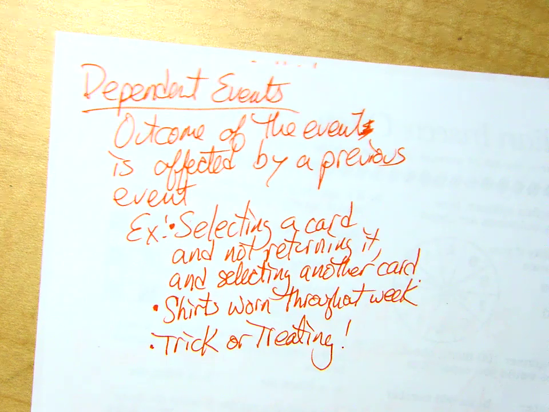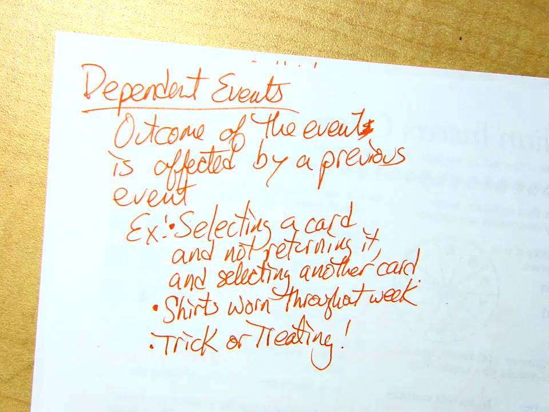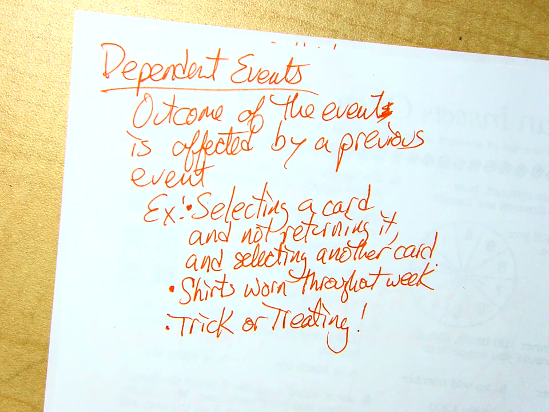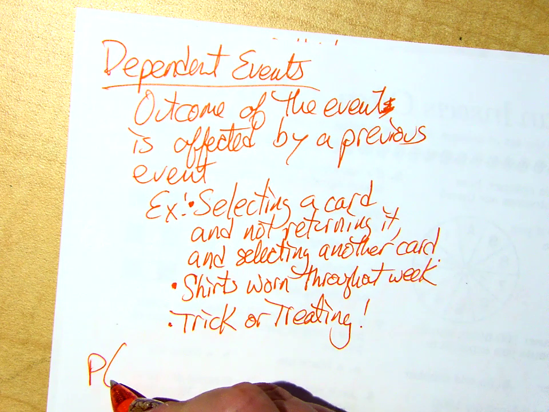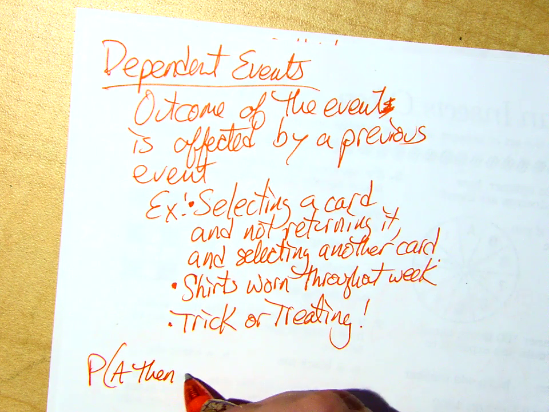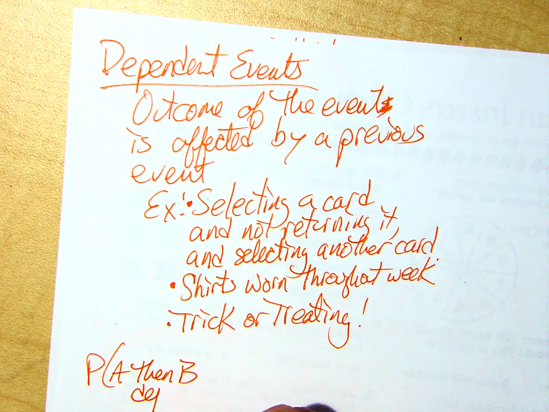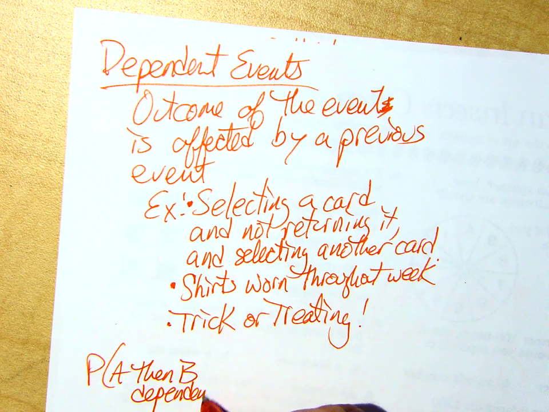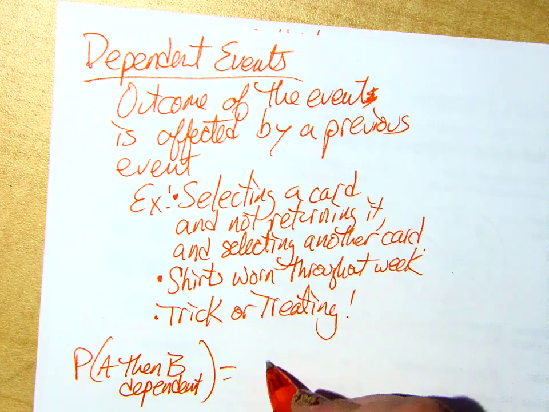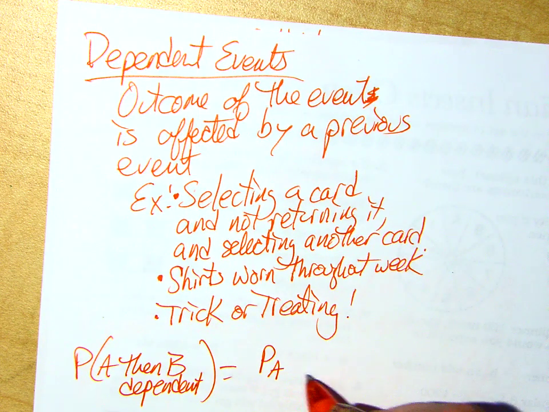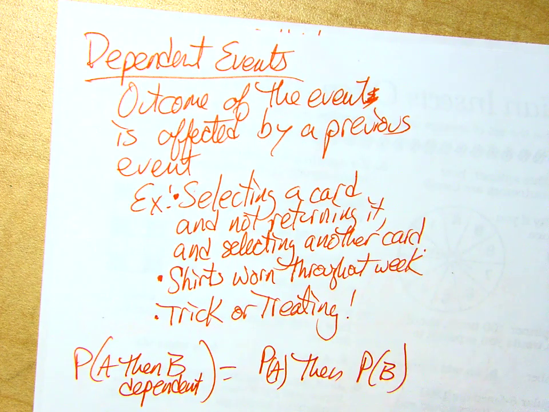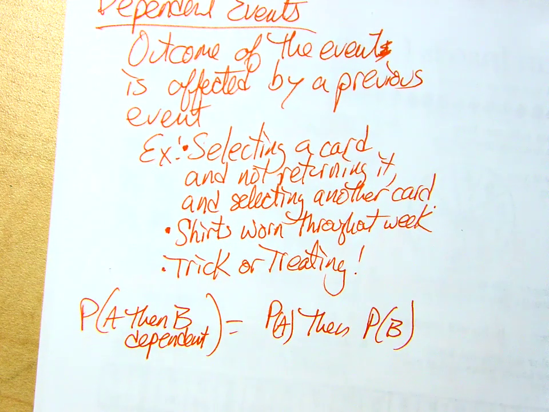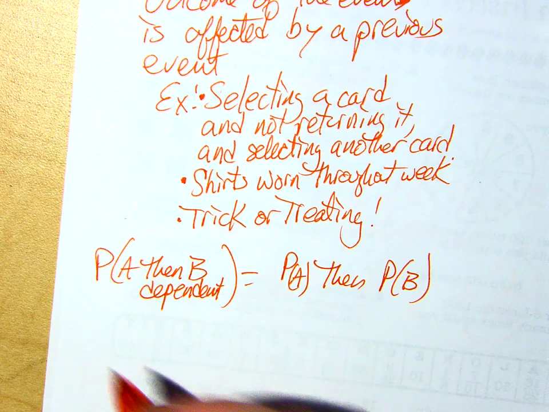So, how do you figure out the probability of dependent events? Well, it's actually the same way. You just have to consider your new scenario. So, the probability of A, then B of dependent events, you're still going to do the probability of A, then probability of B. You just have to consider the scenario.